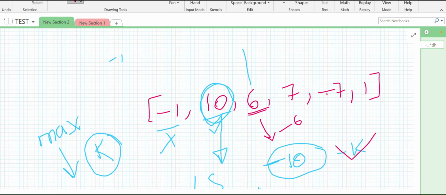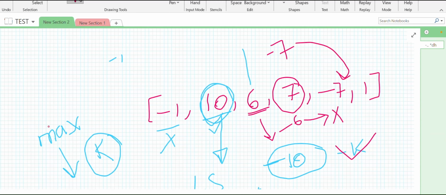I see that -6 is not present, so -6 can't be my answer. Okay, then we'll try with 7. For 7, I will try to find the value of minus k, that means -7. I see that -7 is present, so 7 can't be my answer. So I will say that my max is 7.